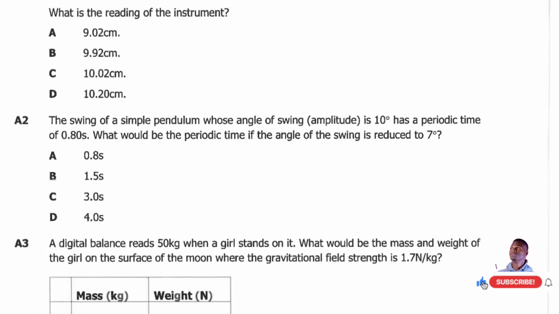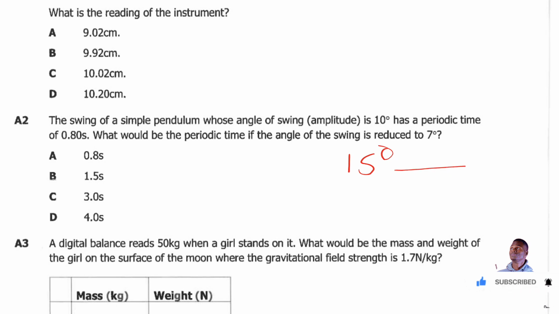So question 2 is saying the swing of a simple pendulum whose angle of swing, or amplitude, is 10 degrees has a periodic time of 0.80 seconds. What would be the periodic time if the angle of the swing is reduced to 7 degrees? This is simple. Listen, as long as the angle of the swing is below 15 degrees, the time is just the same.